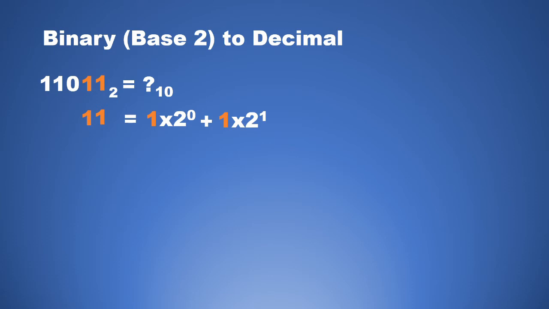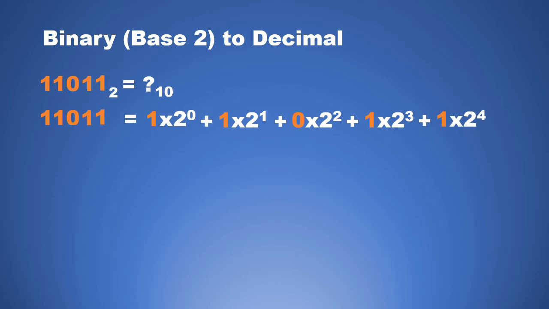Okay, let's get the next bit, the third least significant bit. In this example, it is 0. So this digit 0 will be multiplied with 2 to the power 2. Then we take the next bit, the fourth least significant bit. In this example, it is 1. So we take this digit and we multiply it with 2 to the power 3. And finally, we are at the most significant bit. In this example, it is 1. So this digit will be multiplied with 2 to the power 4.